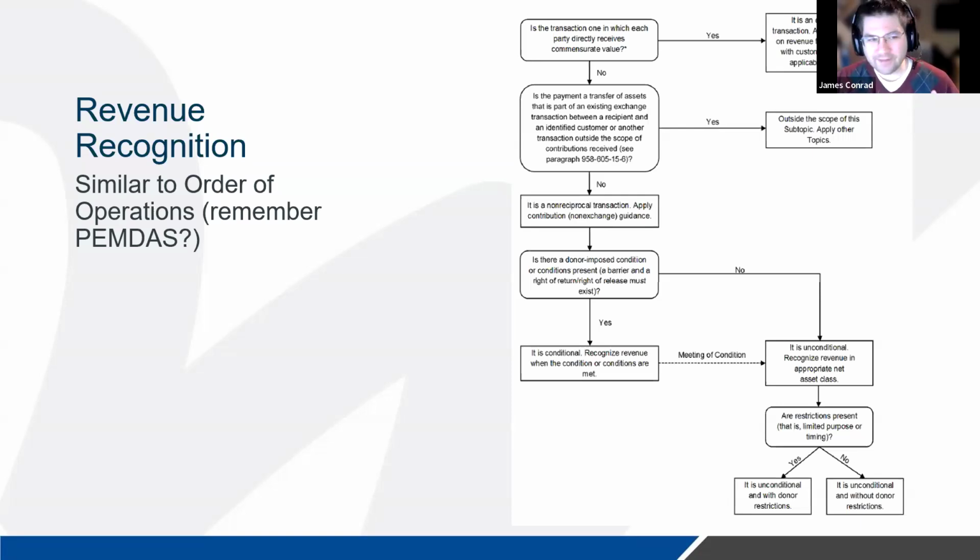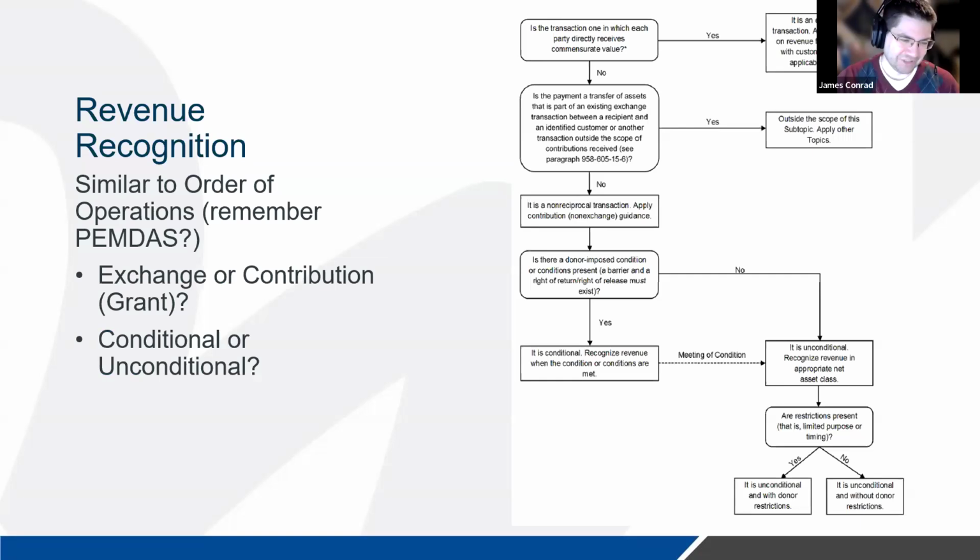But a good way to think about it is I like to make it similar to the order of operations. And if you remember PEMDAS or just the parentheses, et cetera, I'm even going to forget it. But it's kind of like that. You want to have kind of a flow chart where you check these different steps along the way. So is it exchange or a contribution? Is it conditional or unconditional? Is it restricted or unrestricted? Once you start going through these checkboxes, you start to understand how things appear on the books and when.